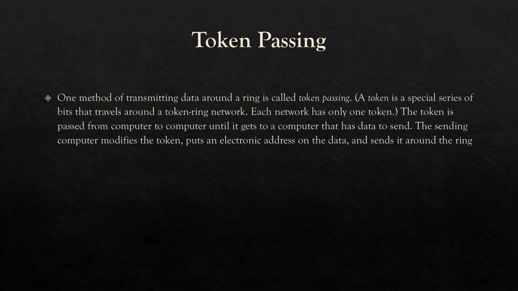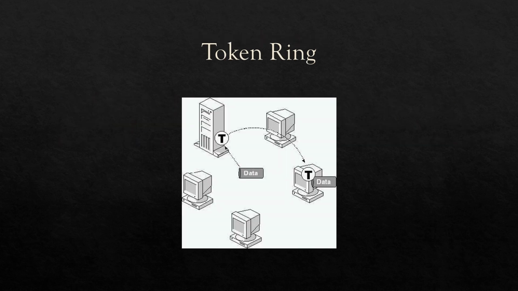The sender computer who wants to send data takes the token, attaches its electronic address to the data, and sends it around the ring. The destination address will receive the token, get the message, and then pass it back to the sender. The sender will receive it as an acknowledgement, and once again the token is circulated freely in the network for any other node to pick up and transfer data.